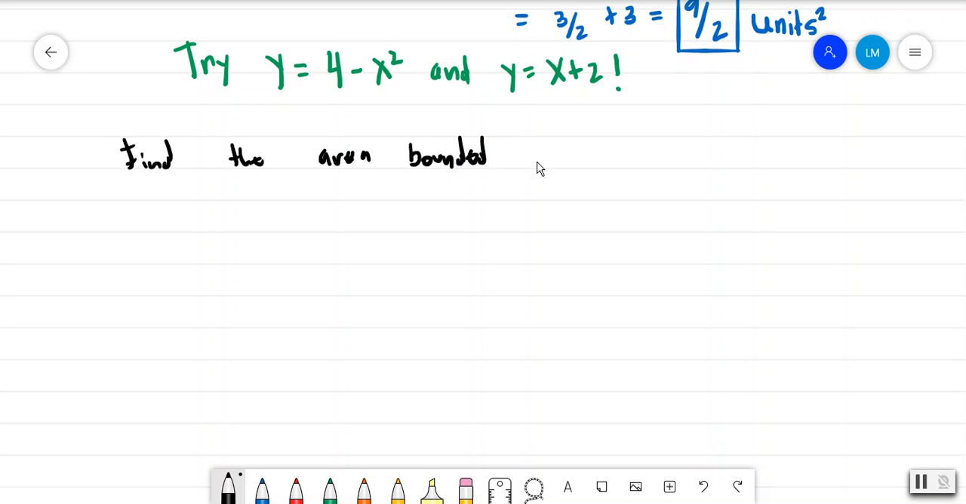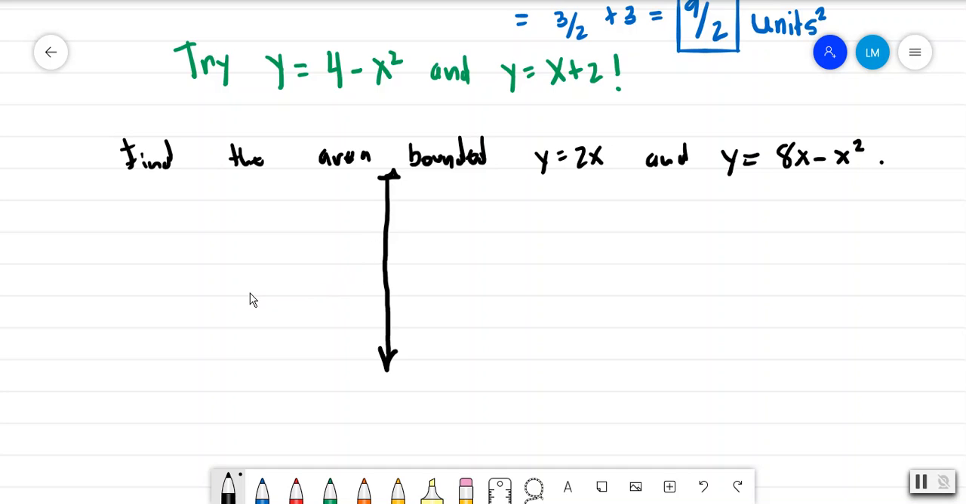And we're just going to say that it's bounded by y equals 2x and y equals 8x minus x squared. Now, these actually are pretty easy to graph in this case, because I know that 2x is just a line through the origin, and I know that 8x minus x squared is just a parabola pointed downward.